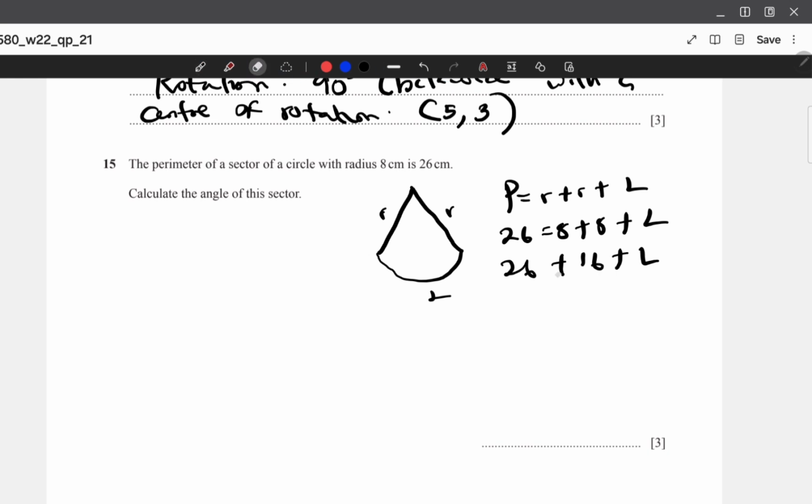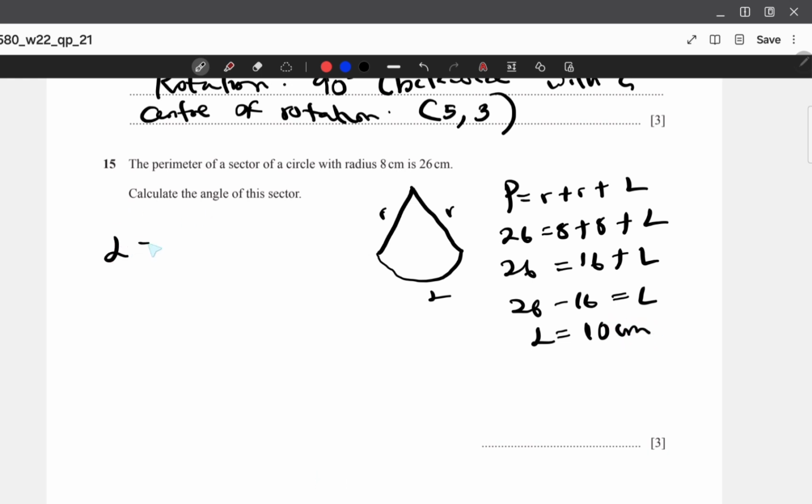Rather, it should be 26 equal to 16 plus the length of an arc. So that will now be 26 minus 16 equals the length of an arc. So our length of our arc is what? 10 centimeter. So we are asked to now calculate the angle of the sector.